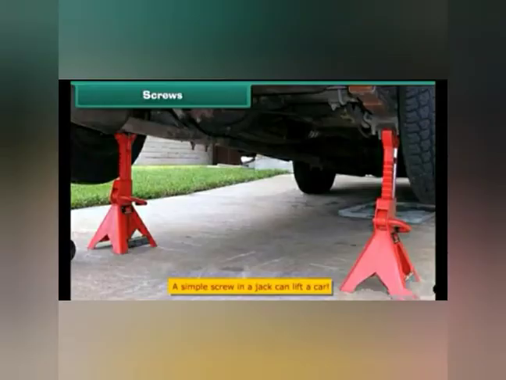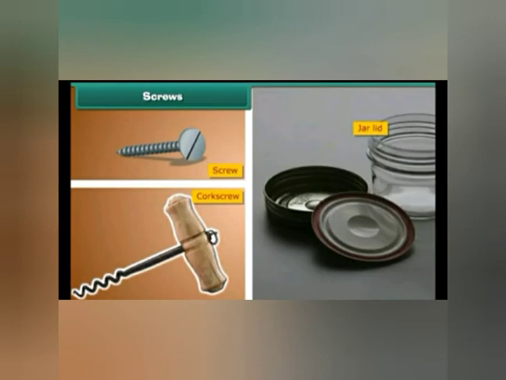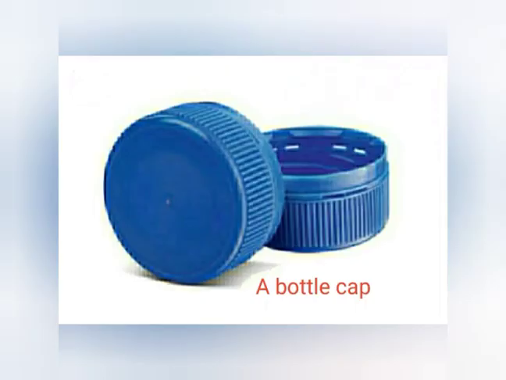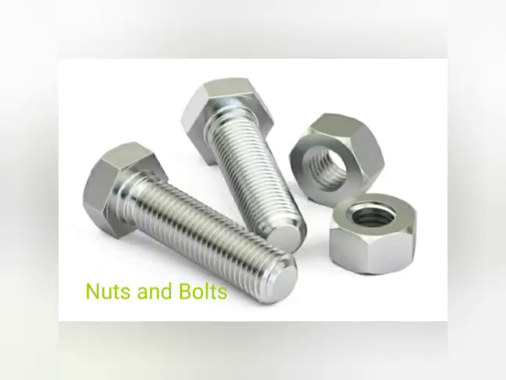The screw in a jack moves and takes the car up. A simple screw can lift a car. That's why a screw is called a simple machine. Screw, cork screw, jar lid, a bottle cap, nuts and bolts are some examples of screws.